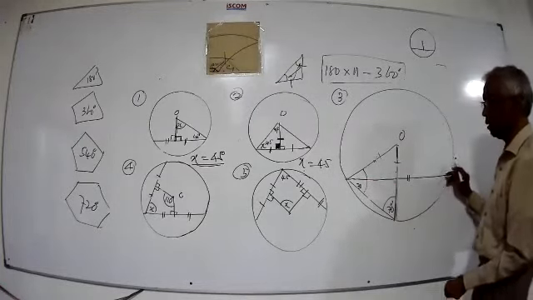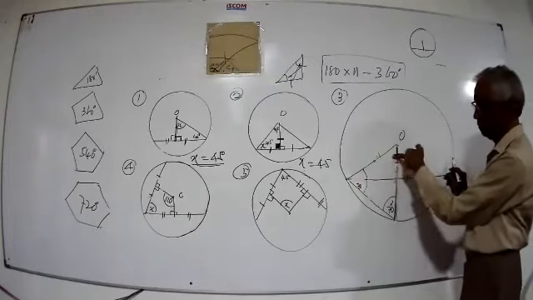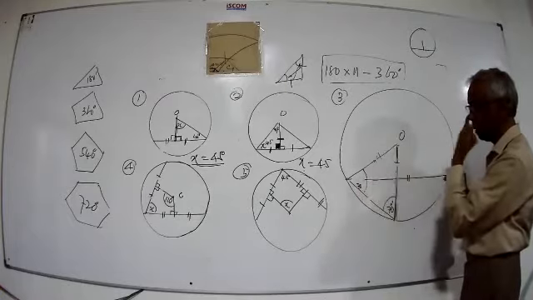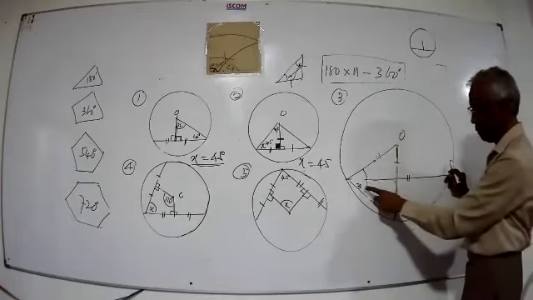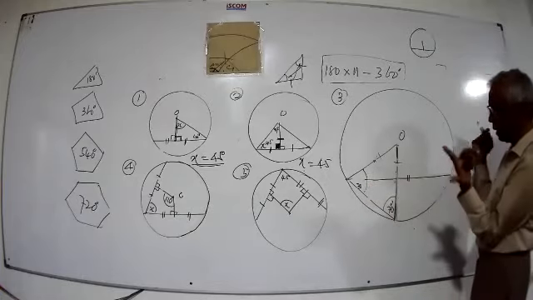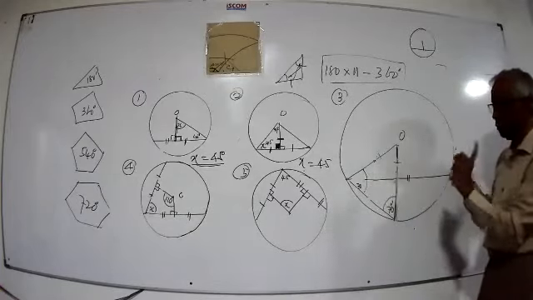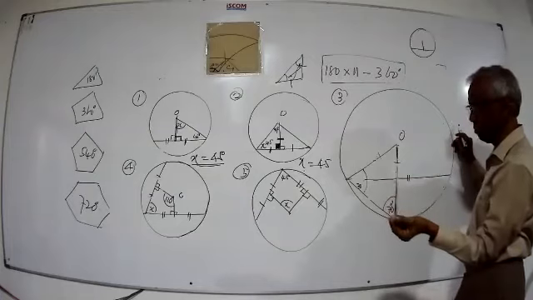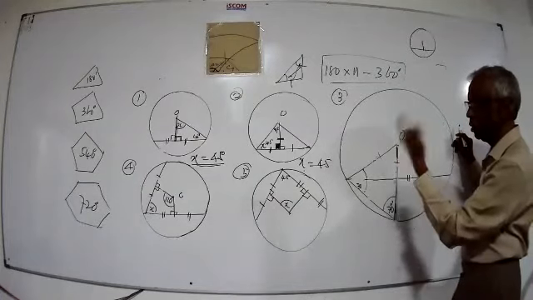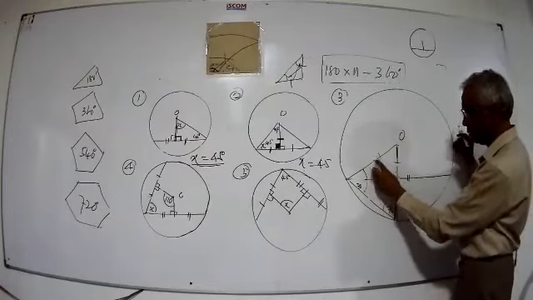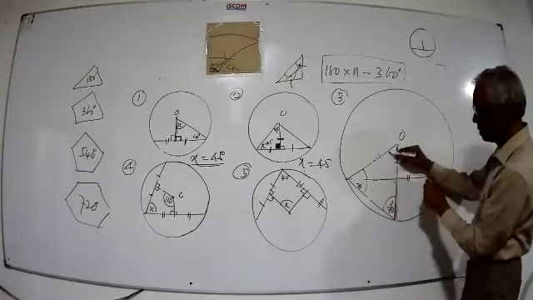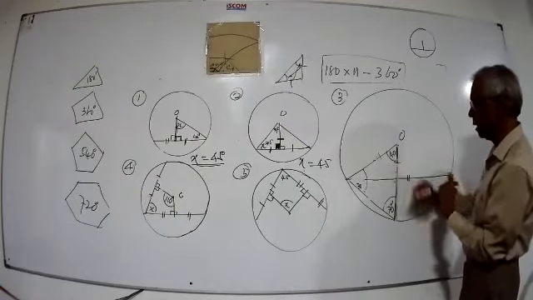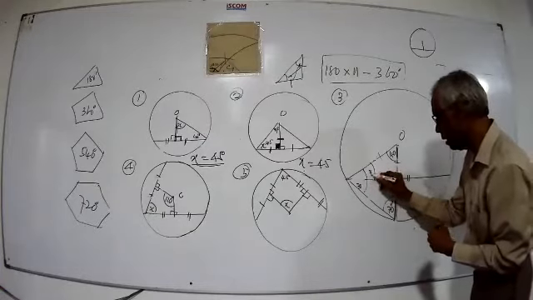This is 35, this is 35. According to the theorem, these two sides are equal. Now consider this small triangle only.